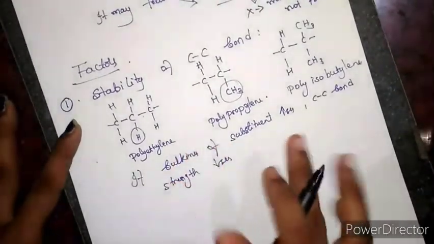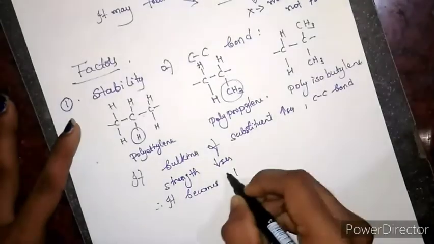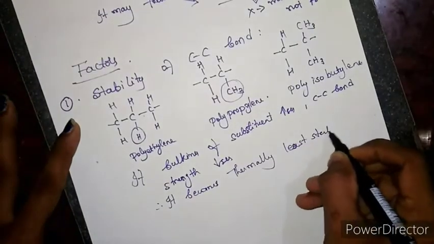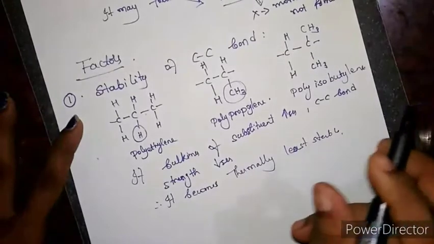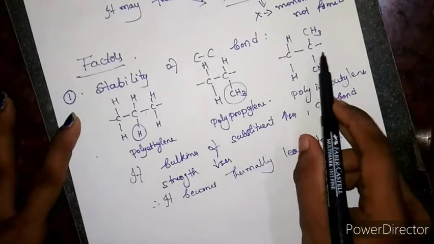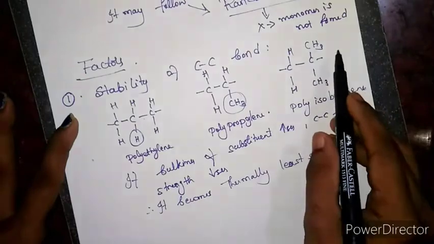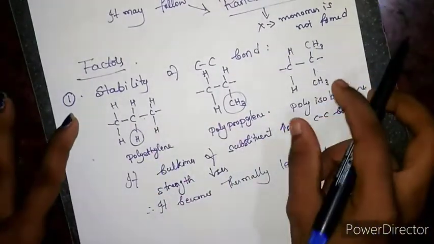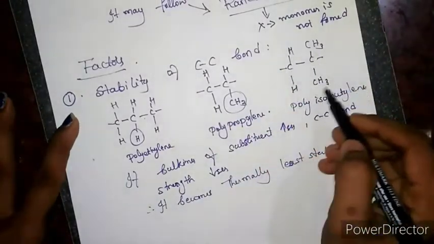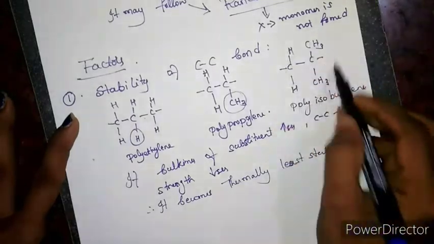If the CC bond strength decreases, what happens? It is thermally least stable. Therefore it becomes thermally least stable. So now tell me, among these three, which one is thermally least stable? Thermally least stable is polyisobutylene. Why? Because here you have 2 CH3 substituents that are bulkier than hydrogen. So this polymer is bulkier when compared to polyethylene. So the CC bond strength in polyisobutylene is the weakest, and as a result this polymer is thermally least stable.